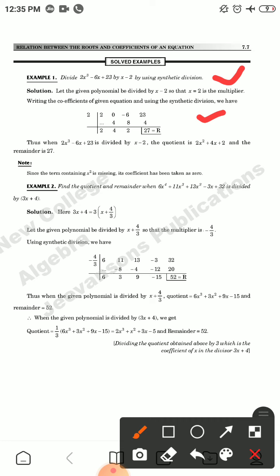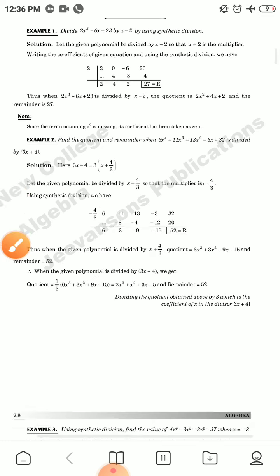0 giving the result 4. Multiplying 2 with 4 we have 8, and adding with -6 giving 2. Multiplying 2 into 2 gives 4, writing below the 23 and adding, the remainder becomes 27. Thus when 2x^3 - 6x + 23 is divided by x - 2, the quotient is 2x^2 + 4x + 2 and the remainder is 27. Note: since the term containing x^2 is missing, its coefficient has been taken as 0.